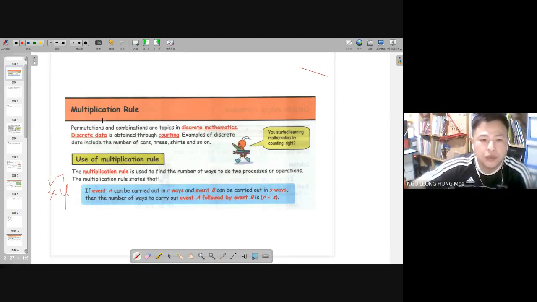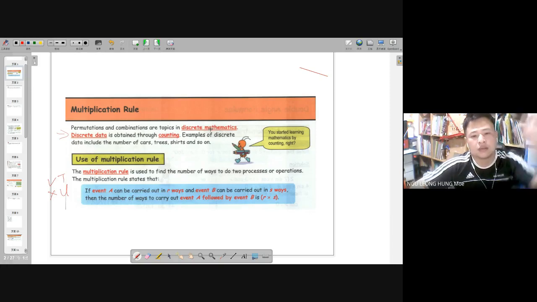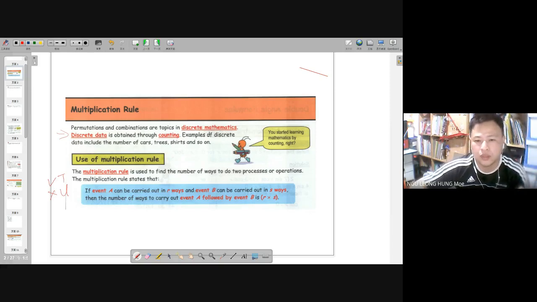Permutation and combination are topics in discrete mathematics. Discrete data, what does discrete data mean? Discrete is something that we can count. We can actually count how many. For example, how many cars are there? How many trees are there? How many shirts are there in this room? And so on.